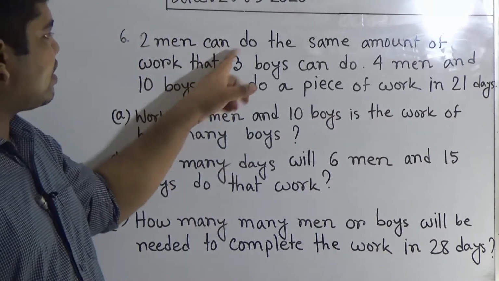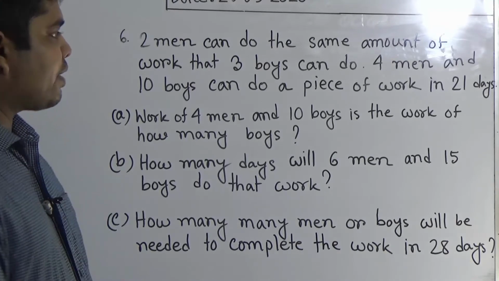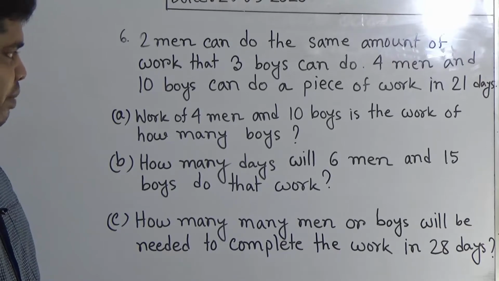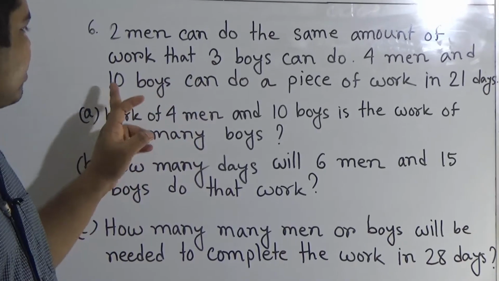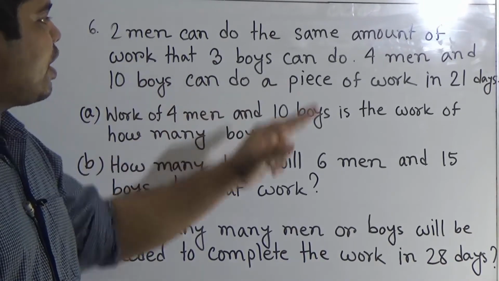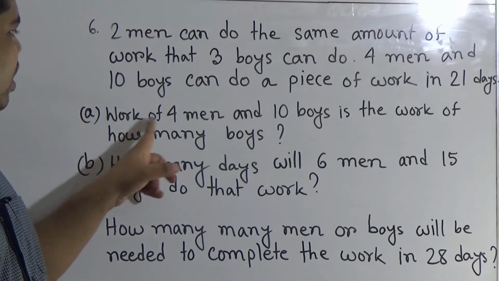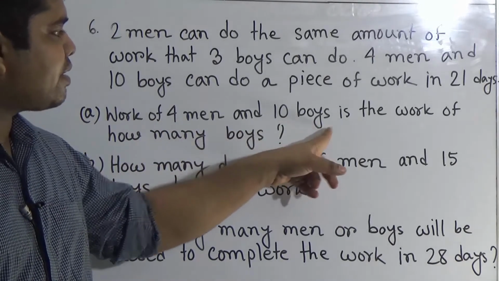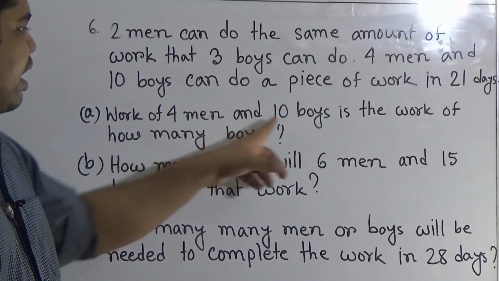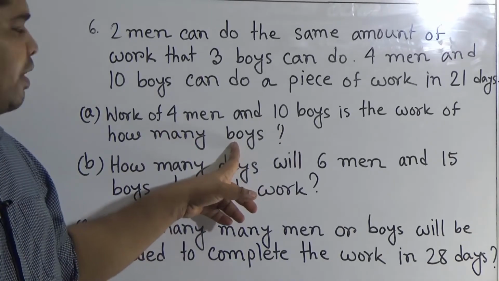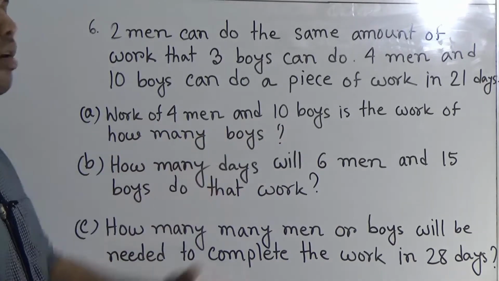So the first sentence gives you the information that the work of 2 men equals the work of 3 boys. The second line gives you the information that 4 men and 10 boys together can do a piece of work in 21 days. Okay, so the first question is: work of 4 men and 10 boys is the work of how many boys? That means we want to convert 4 men and 10 boys into boys. I repeat, we want to convert the work of 4 men and 10 boys into the work of boys.